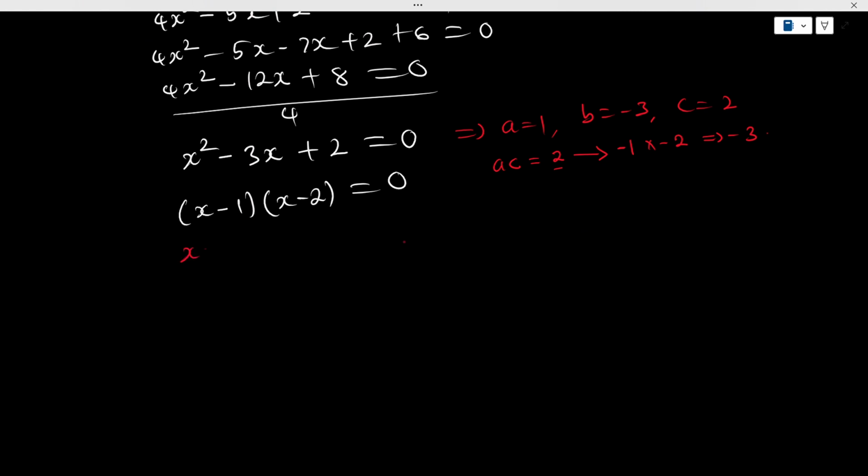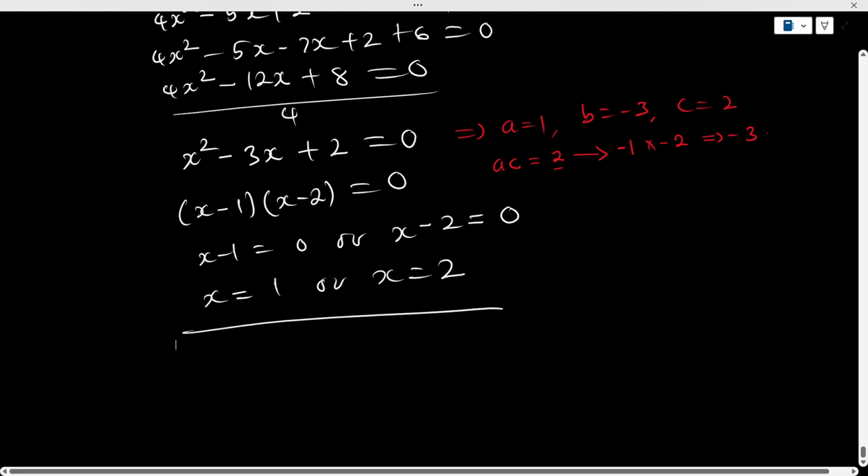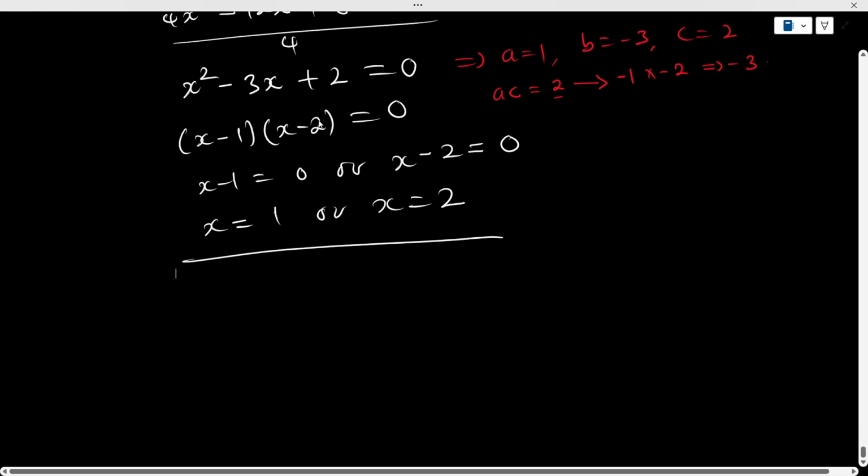Now we can actually solve for x. So we're going to say x minus 1 equals 0, or x minus 2 equals 0. So you can say x equals 1 or x equals 2. So these are the 2 points where this line is cutting the curve.